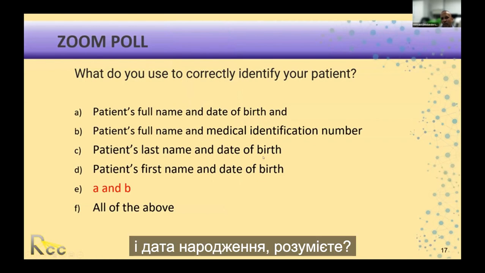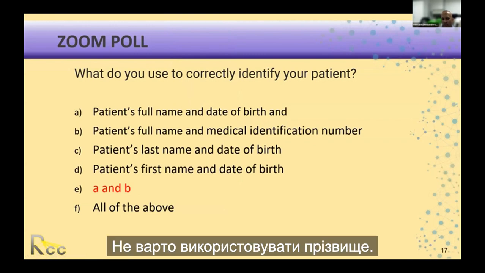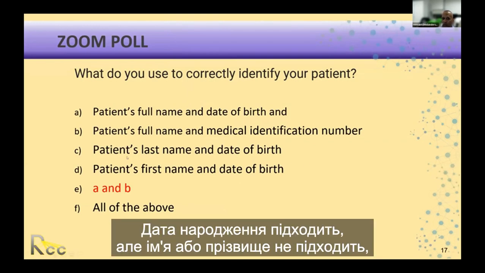Let me talk about C. Why is the patient last name and date of birth wrong? You're probably going to have five patients with the same last name, so you don't want to use only the last name. First name for sure. Somebody may have the same kind of number. Date of birth is okay, but first name or last name alone is not okay. So it's A and B.